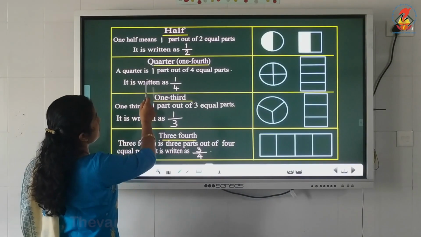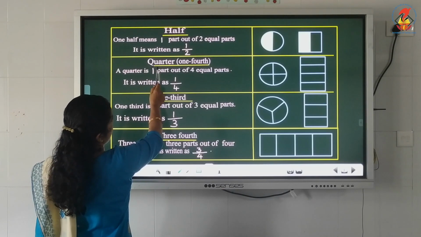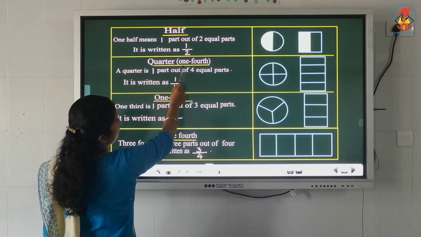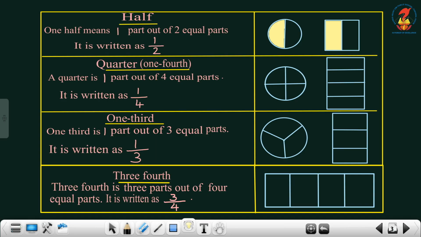Now look here children. Next is quarter. Quarter is also called 1/4. So what is a quarter? A quarter is one part out of 4 equal parts. There will be 4 equal parts. Okay. So look here children. It is written as 1/4. Quarter is written as 1/4.